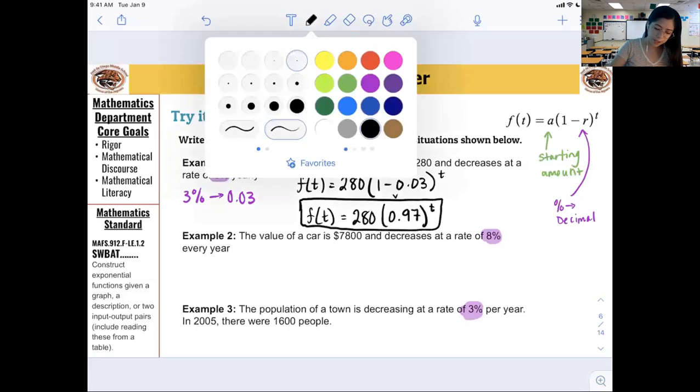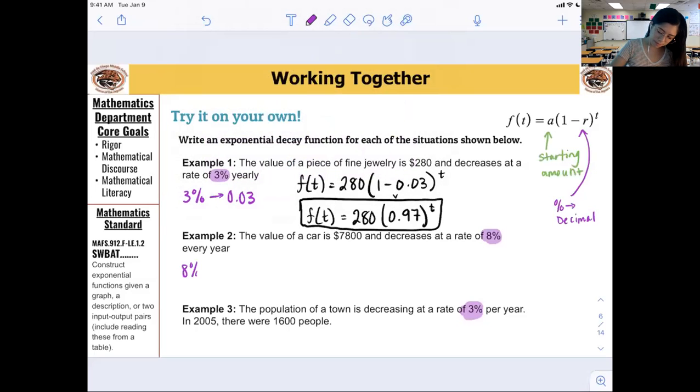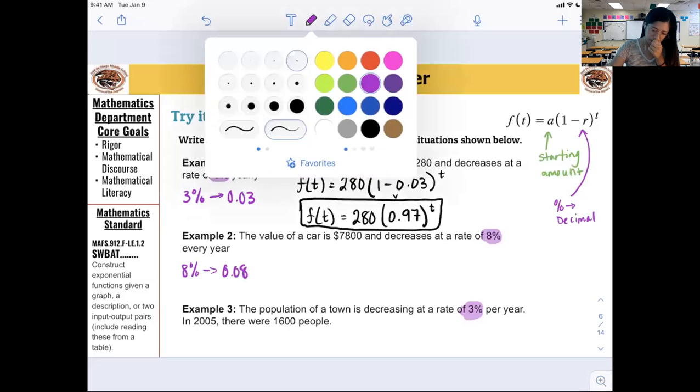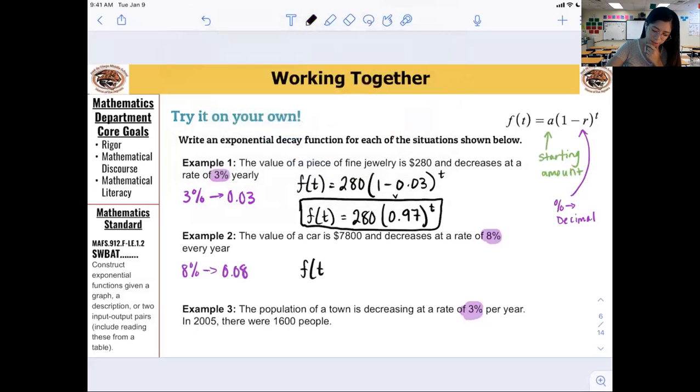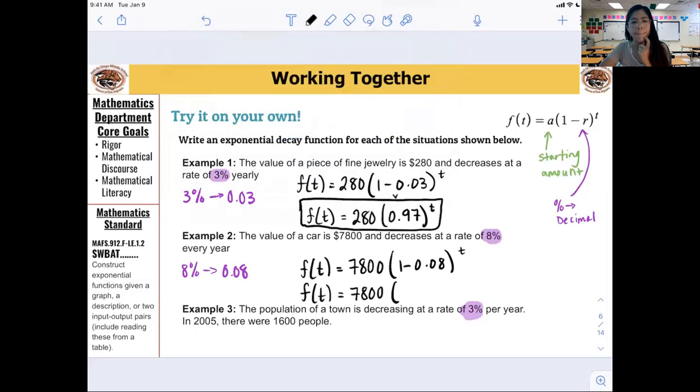Awesome. Number 2, 8% as a decimal? 0.08. So I have f of t equals 7,800 times (1 minus 0.08) to the power of t. My final answer is 7,800 times what? 0.92. Good, 0.92 to the power of t.